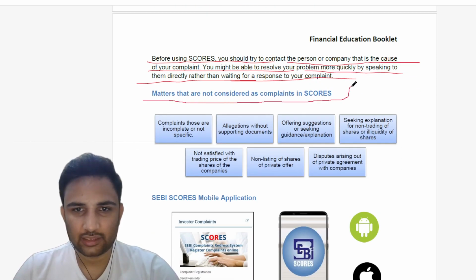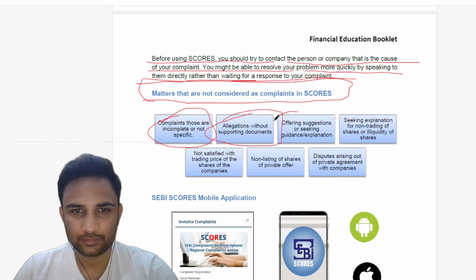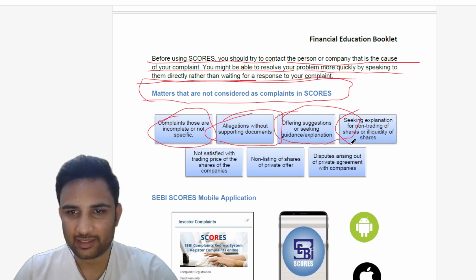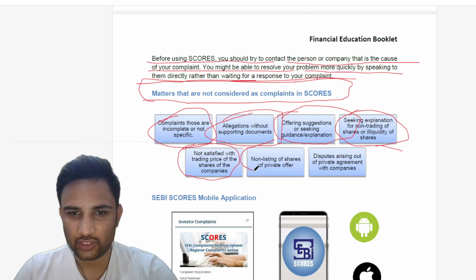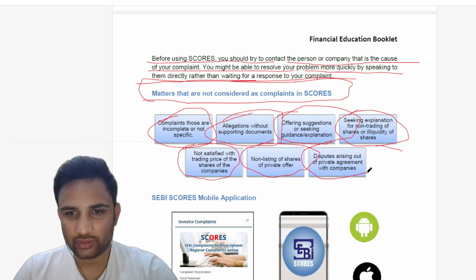Matters that are not considered as complaints in SCORES: complaints that are incomplete or not specific, allegations without supporting documents, offering suggestions or seeking guidance or explanation, seeking explanation for non-trading of shares or illiquidity of shares, not being satisfied with the trading price of the shares of companies or non-listing of shares of a private offer, and disputes arising out of private agreements with companies.